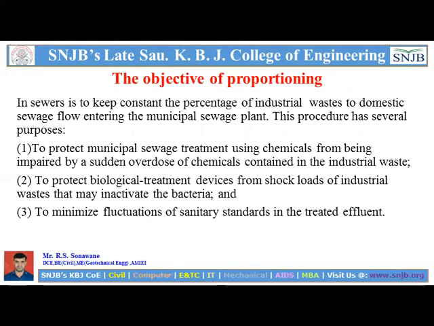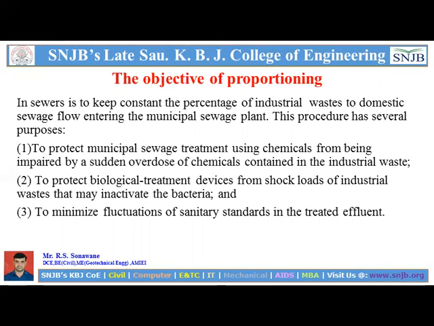So here are some objectives of proportioning. In sewers, keep a constant percentage of industrial waste to domestic sewage flow entering the municipal sewage plant. This procedure has several purposes. Mostly, the objective of proportioning depends on the purpose: to protect municipal sewage treatment using chemicals from being impaired by a sudden overdose of chemical content in the industrial waste. This is the first purpose of proportioning.